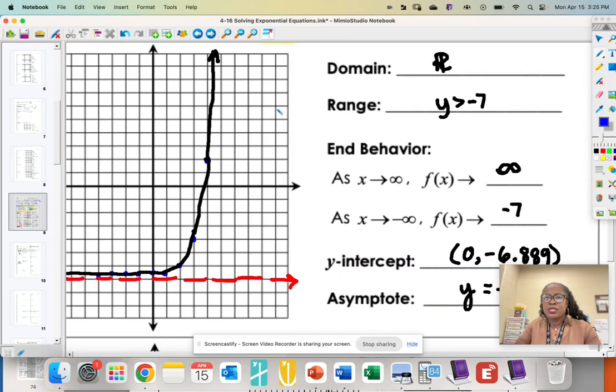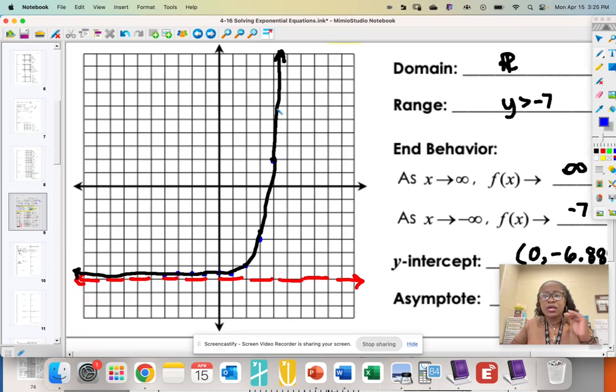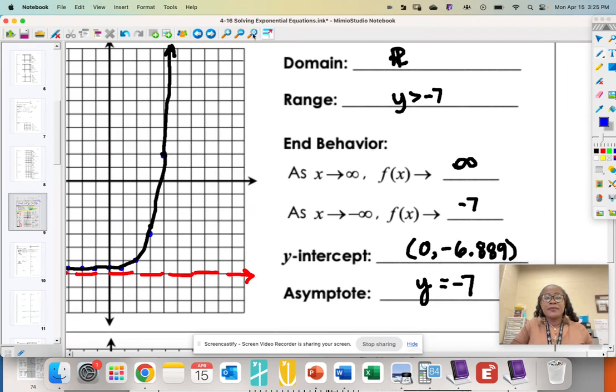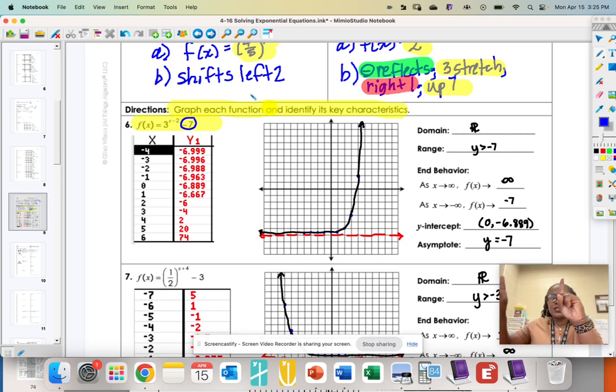So I've got a domain of all the numbers, a range of y is greater than -7, because if you look at your graph, it is above your asymptote. If the entire graph is above the asymptote, then it's a greater than range. For my end behavior, keep in mind, as my x is going to positive infinity, as it's going over to positive infinity, the graph is going up. So the end behavior for that side is going to be positive infinity. But as your x goes to the negative side, it's approaching that asymptote. So then that means the end behavior would be at the -7. Y-intercept is the place where x is 0. You can see what that answer is right there. The asymptote is y equals -7.